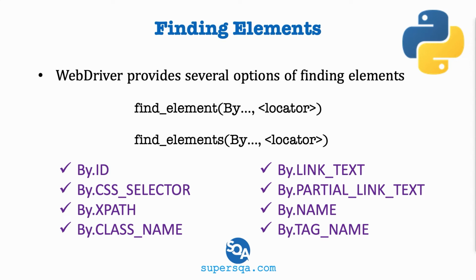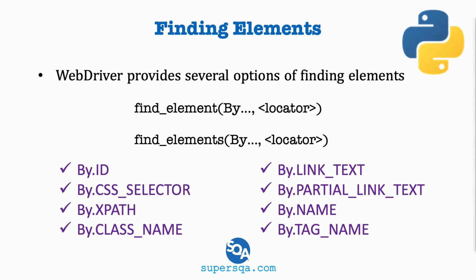Okay, so there are two methods: find element and find elements. The difference is one is singular, the second one is plural. Other than that, they work in a similar way. So when you say find element and you give it the strategy on how to find it and you give it the locator, it is going to give you one element, the first element that it finds on the page that matches that locator and that strategy.